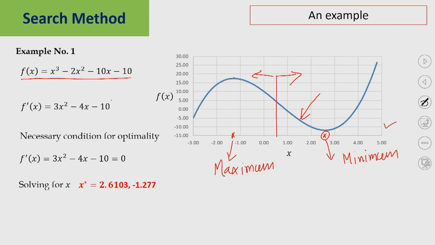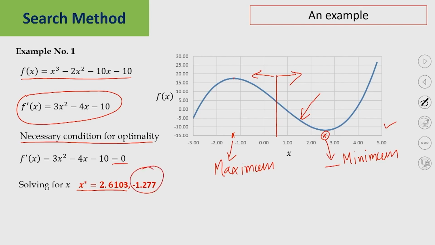So, I can apply the necessary condition. The first derivative is this. I can apply the necessary condition for optimality, that means the first derivative should be equal to 0. If I put it equal to 0 and solve, I am getting x star equal to 2.6103, and that is the minima somewhere here, and another solution is minus 1.277, and that is the maxima of this function.